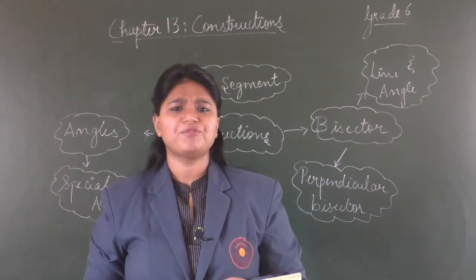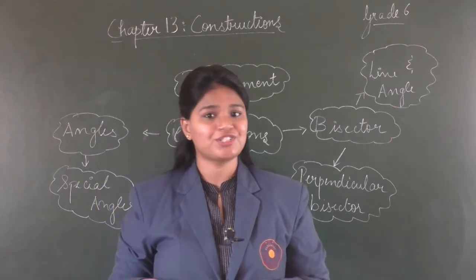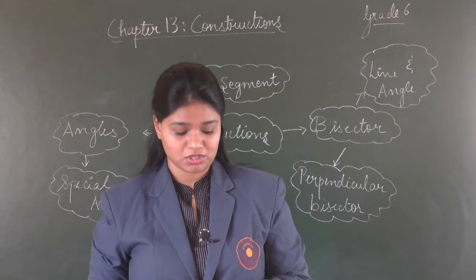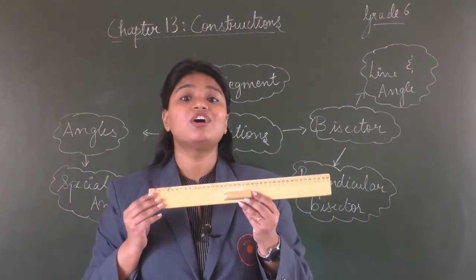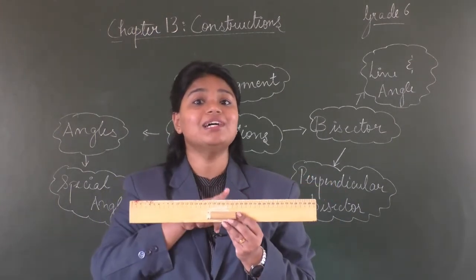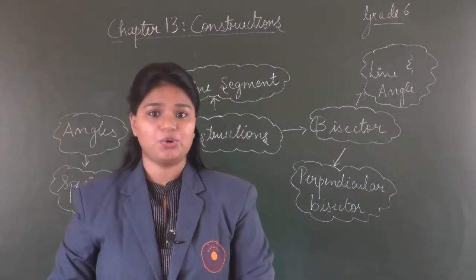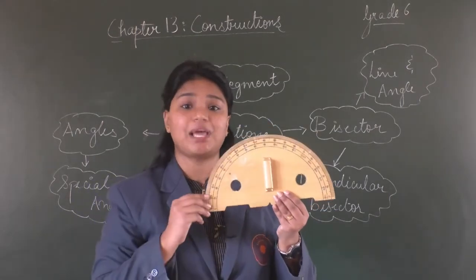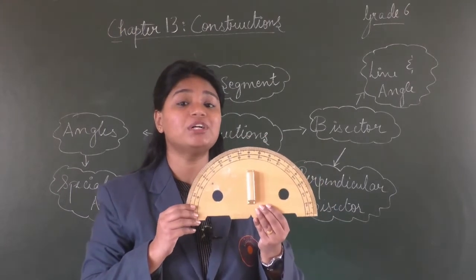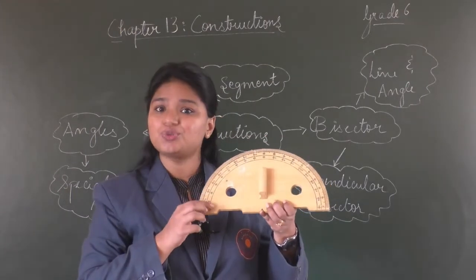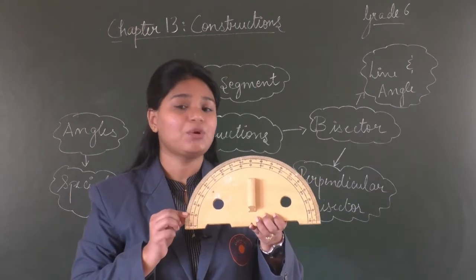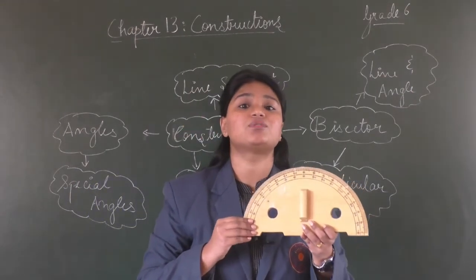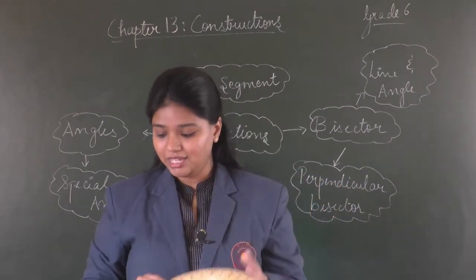So students, before starting to learn constructions, let's learn about a few geometrical tools in your geometry box. So you all know this is a ruler. It is used to measure a line segment. You also know that this is a protractor, which is in the shape of a semicircle or in the shape of a D. It has two scales, inner scale and outer scale. And what is the function of the protractor? A protractor is used to measure angles, right?